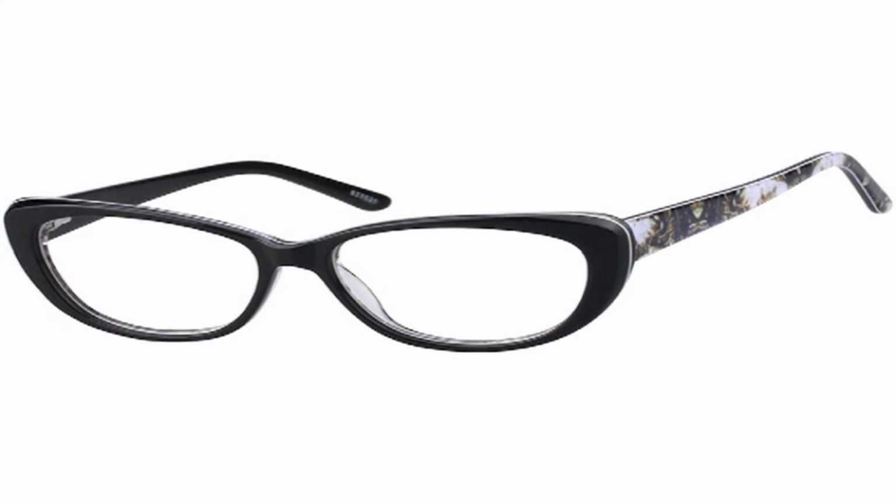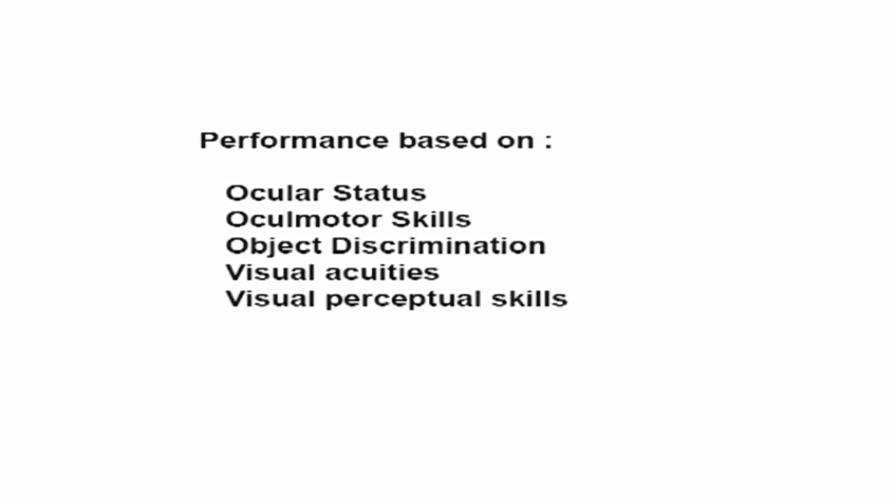Performance on functional vision evaluation items. A detailed explanation of how the student performed on the various areas, including ocular status, oculomotor skills, object discrimination, visual acuities and visual perceptual skills, should be included. Include information on the student's near vision hobbies such as reading, sewing, stamp collecting, artwork, electronics or other near vision hobbies. Evaluators should not use diagnostic terms unless they have been included in medical reports because it is not the evaluator's role to make a medical diagnosis.